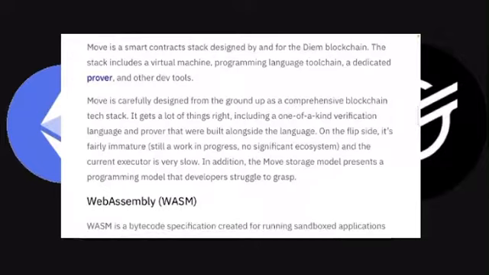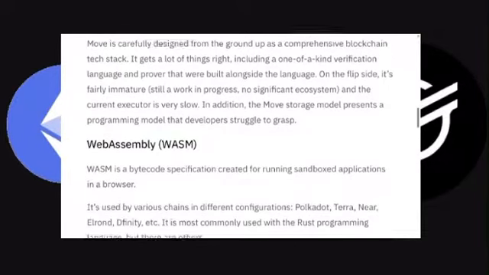Move is carefully designed from the ground up as a comprehensive blockchain stack. It gets a lot of things right, including a one-of-a-kind verification language and prover that were built alongside the language. On the flip side, it's fairly immature, still a work in progress, with no significant ecosystem, and the current executor is very slow. In addition, Move's storage model presents a programming model that developers struggle to grasp.